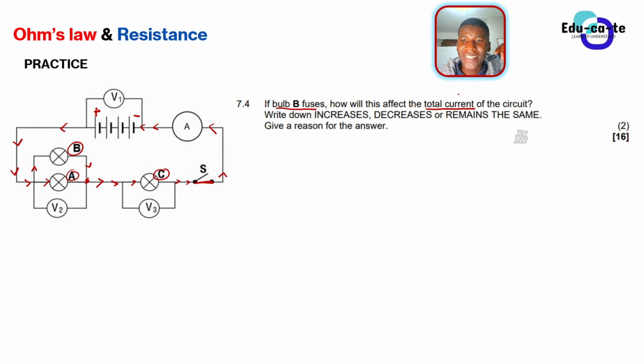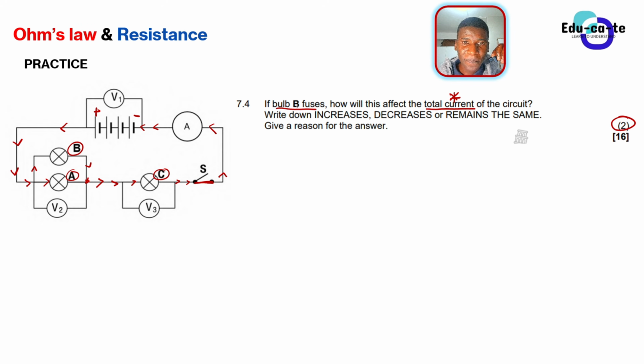How will that affect the total current of the circuit? And this is given 2 marks. How would you explain it? Try to pause the video and attempt it on your own. If you would like, you can even comment about it in the comment section.